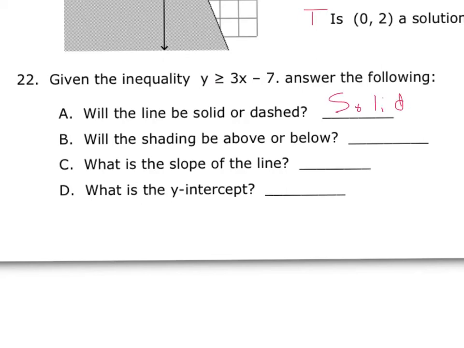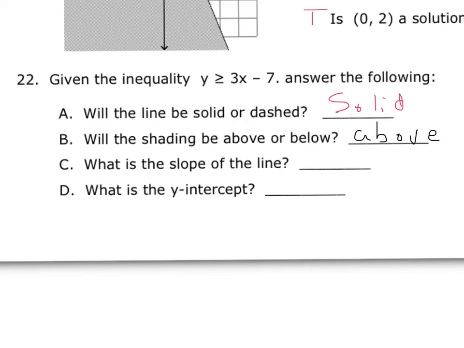Will the shading be above or below? Well, we also look at the inequality here, so the values of y are greater. So in order to move greater, we have to move up, because we're talking about up and down movement, above or below the line. So greater is above, so right above.